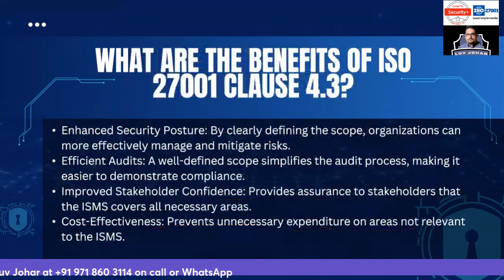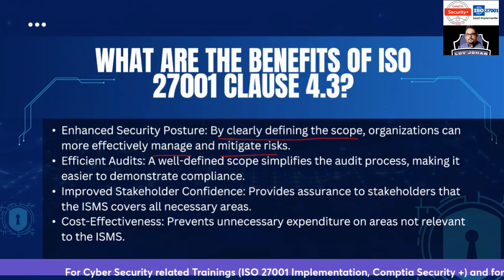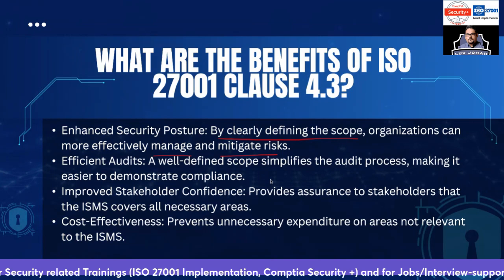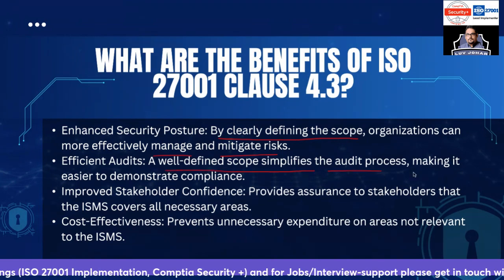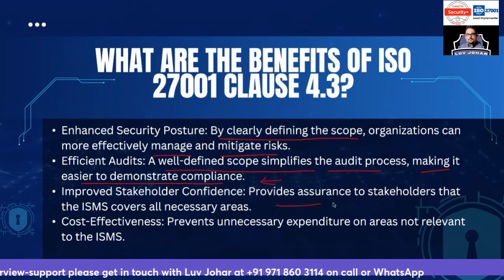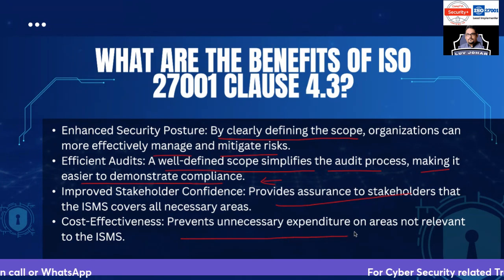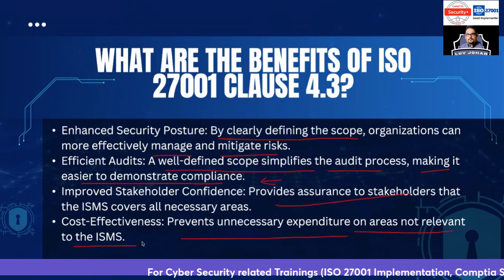Benefits of defining scope is that, by clearly defining the scope, you can more effectively manage and mitigate the risk, because you need to know what all the focus areas are that you need to focus on after defining the scope. A well defined scope also simplifies the audit process, making it easier to demonstrate compliance, because the auditors will also look at areas where you have the scope defined, right? And it provides assurance to the stakeholders that the ISMS covers all the necessary areas of your organization. It also prevents unnecessary expenditure on areas which are not relevant to the ISMS, so you do not have to cover them in the scope, right?